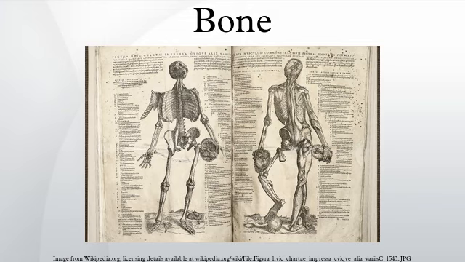Bones are rigid organs that constitute part of the endoskeleton of vertebrates. They support and protect the various organs of the body, produce red and white blood cells and store minerals. Bone tissue is a type of dense connective tissue.